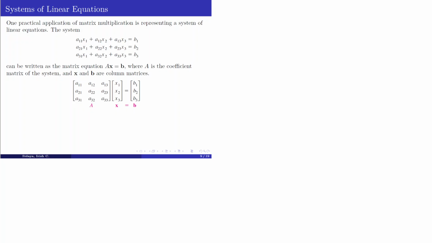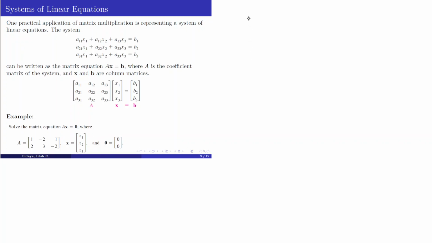This system can be written as the matrix equation Ax equals B, where A is the coefficient matrix of the system and X and B are column matrices. For example, we solve the matrix equation Ax equals 0, zero vector, where given the following. We have here the A and then the column matrix corresponding to X, and then we have the 0 vector.